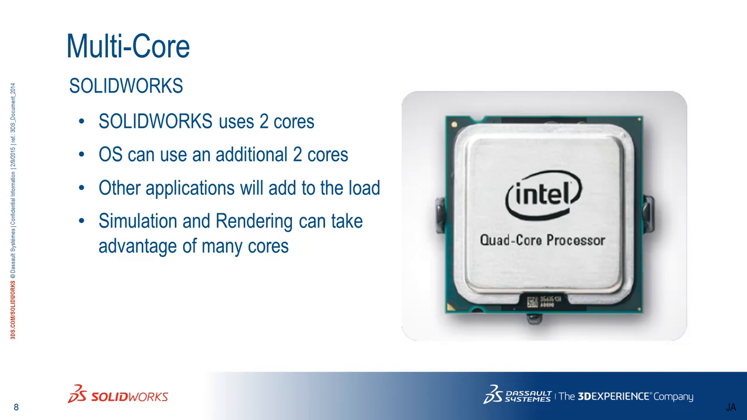All right. So the next thing we want to talk about is multi-core. SOLIDWORKS, as I hope most people know at this point in time, uses 2 cores, and we're talking just for SOLIDWORKS. The OS can use an additional 2 cores. Other applications are going to add to that load. Simulation and rendering take advantage of many cores. We'll talk about those in a couple of slides.